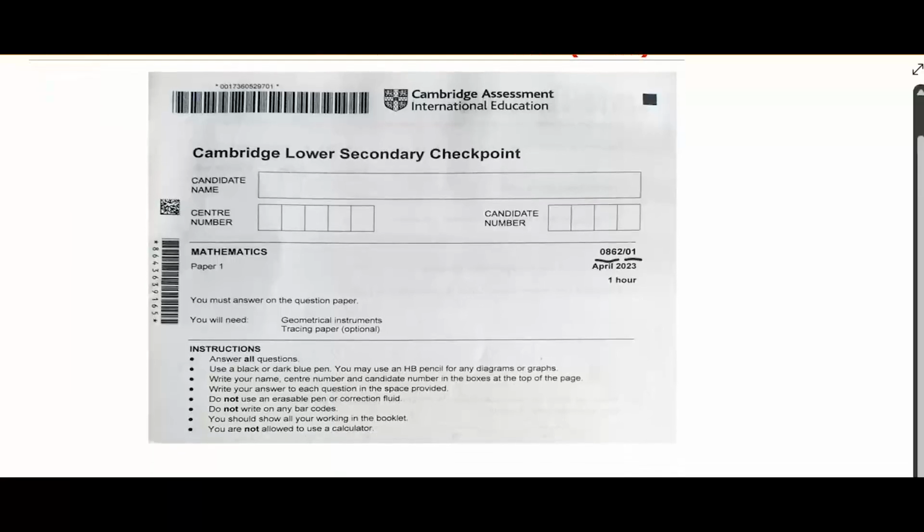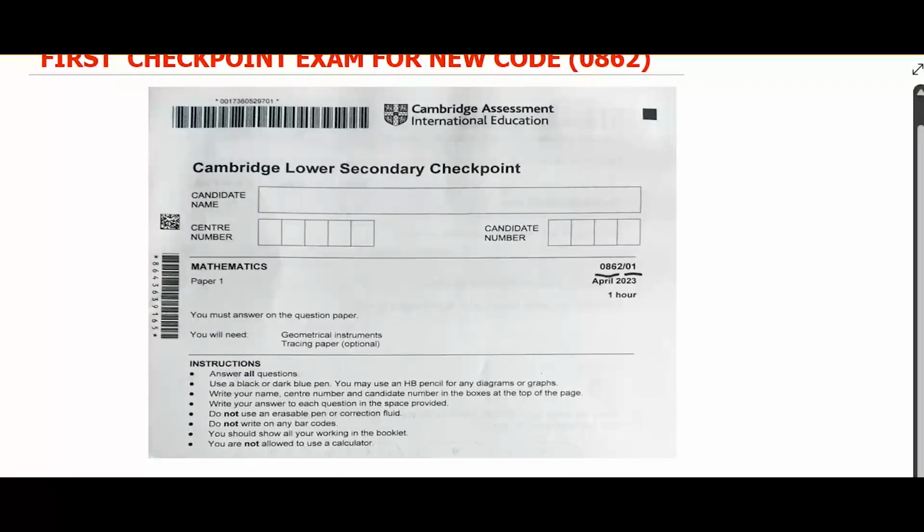So if you look at the instructions very well here, you see the last instruction says you are not allowed to use a calculator. So this solution will be done without using a calculator.